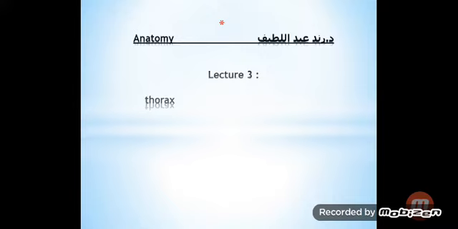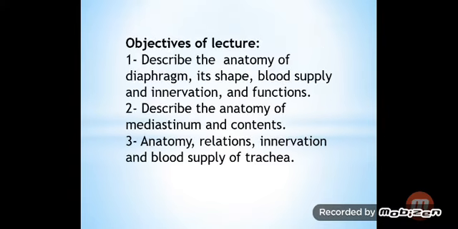Lecture 3 in thorax anatomy. We will continue. The objectives of our lecture: first, to describe the anatomy of the diaphragm, the shape, the blood supply, innervation and functions. Second, the anatomy of the mediastinum and its contents. Third, you should be able to describe the anatomy, relations, innervation, and the blood supply of the trachea.